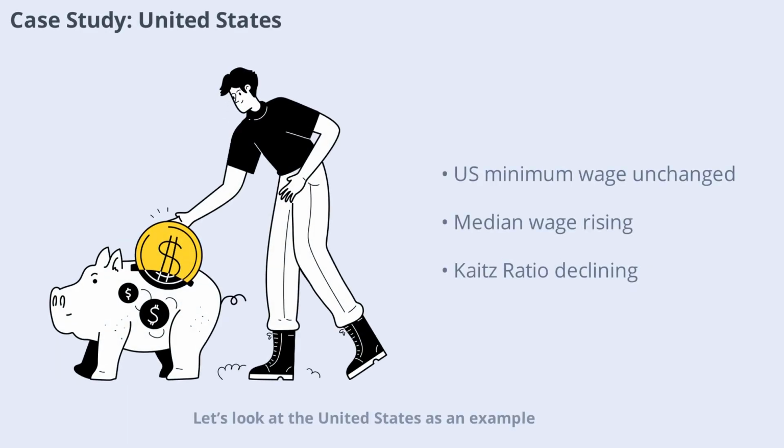Let's look at the United States as an example. The federal minimum wage has remained unchanged for several years, while the median wage has continued to rise. As a result, the Kaitz ratio has declined, meaning the minimum wage is less binding than it once was. This has sparked debates about whether the minimum wage should be increased to better support low-income workers and reduce income inequality. The Kaitz curve provides a useful framework for analyzing these policy discussions.